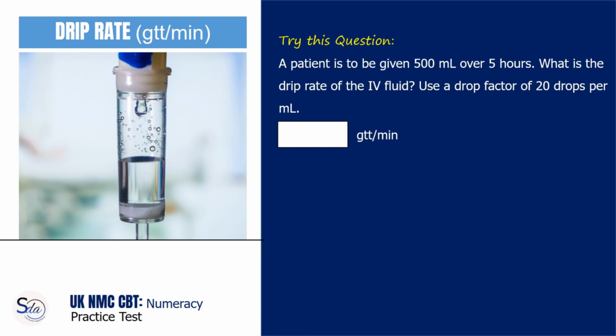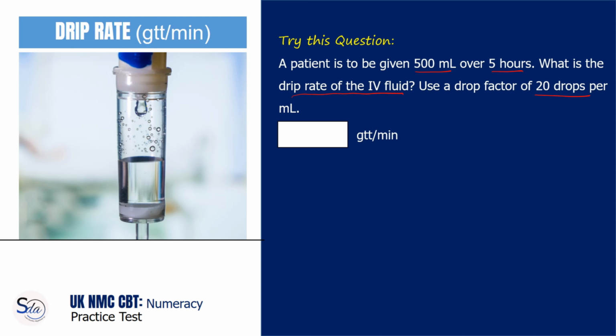So it says a patient is to be given 500 ml of medication over 5 hours. What is the drip rate of the IV fluid? Use drop factor 20 drops per ml. So it's very simple. You think of the formula. Drip rate is equal to the total volume of the medication, which should be in mls, don't forget, all divided by time in minutes times the drop factor, which is all given in the question.